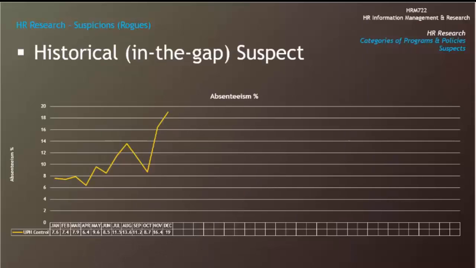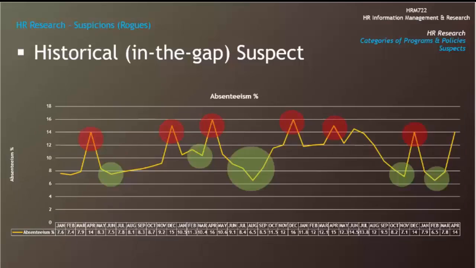Now, another one, probably my favorite, is called the historical or in-the-gap suspect. And history, you all know what history is. It's when time moves from point A to point B. It's when time moves, right? So what has happened in the space of time, like this? The space of time in this case is from January of this year to April of 3 to 4 years later, right?